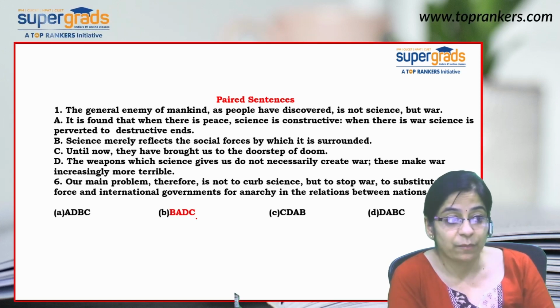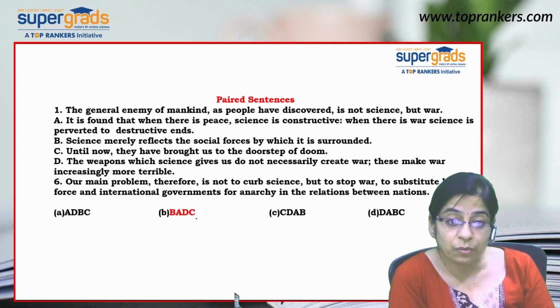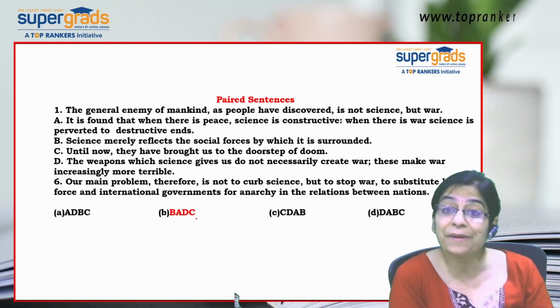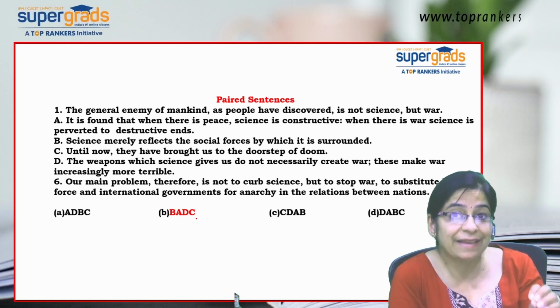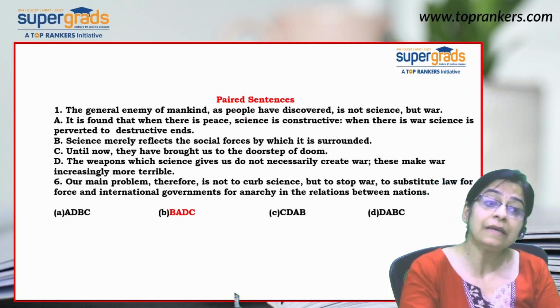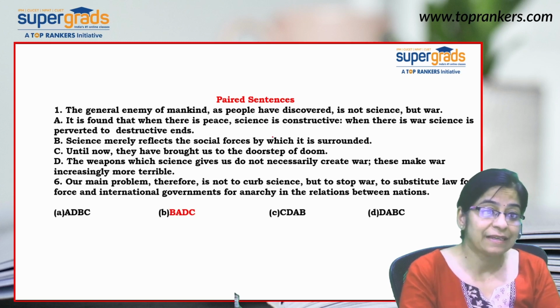Now, if I put C, that is the fixed part: our main problem, therefore, is not to curb science, but to stop war, to substitute law for force, and so on. So we know that the answer is B only by finding the mandatory pairs in the given parajumble. Now let's take a look at another strategy.